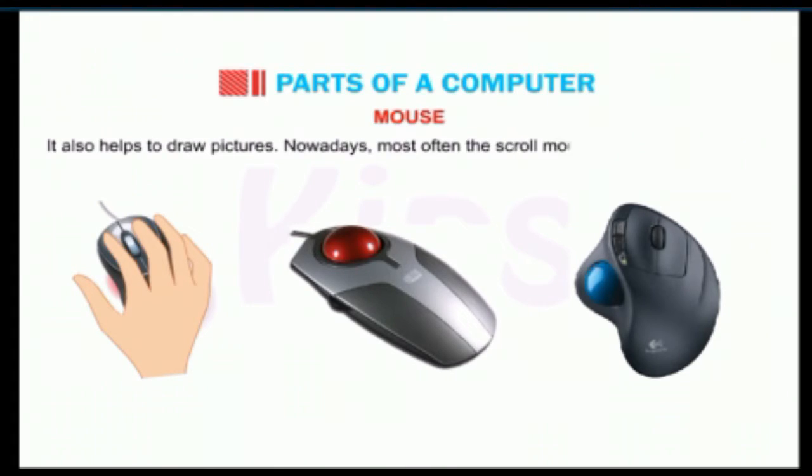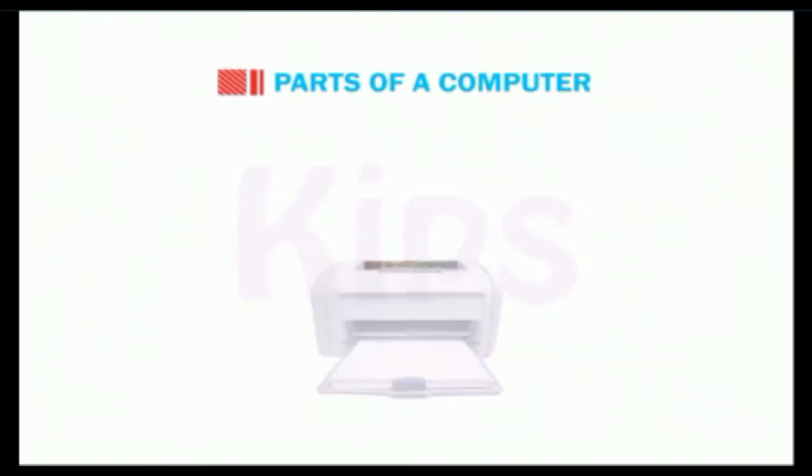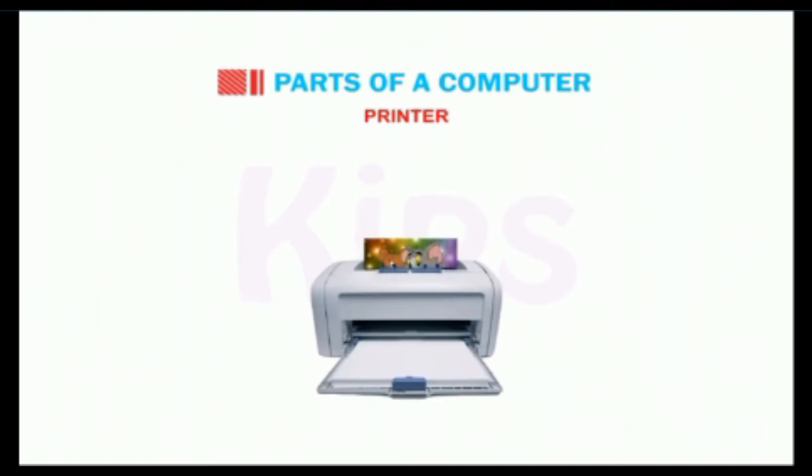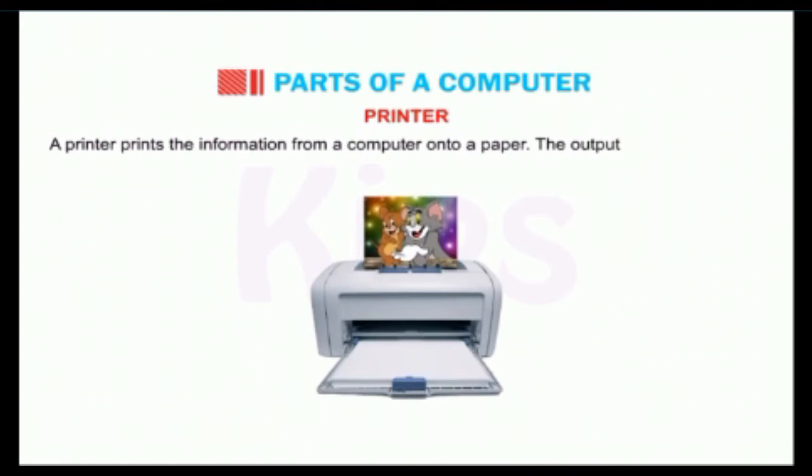Nowadays, mostly the scroll mouse is in use, which has a wheel in center of the two buttons. Okay student, now we shall discuss a printer. A printer prints the information from a computer onto a paper. The output printed on a paper is called hard copy. The output can be either in black and white or in color.